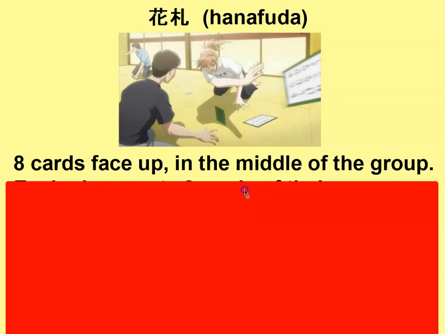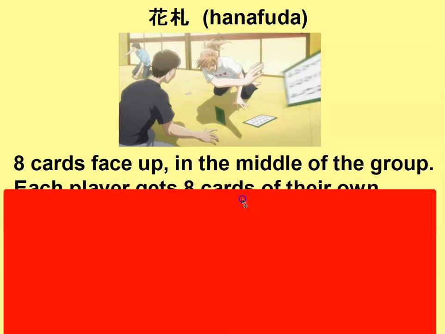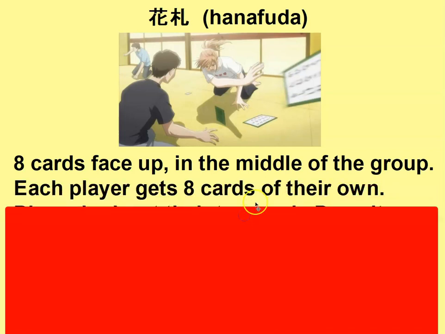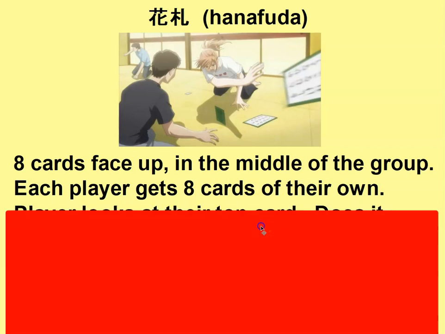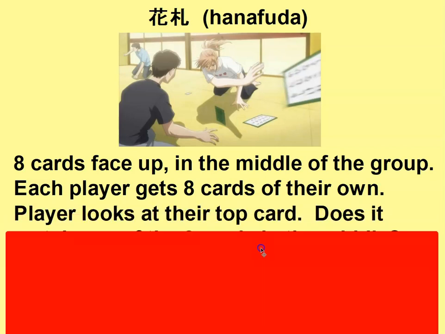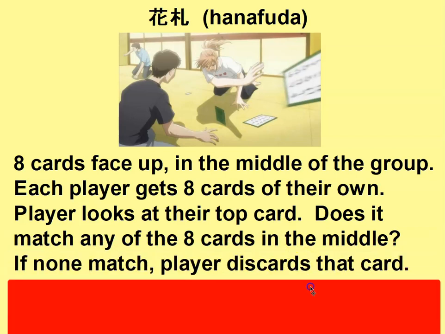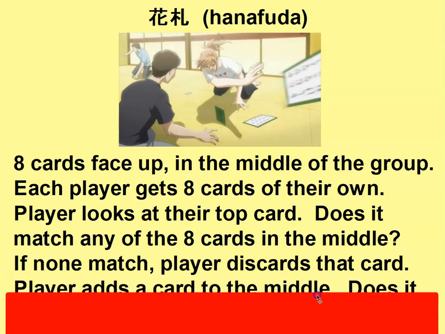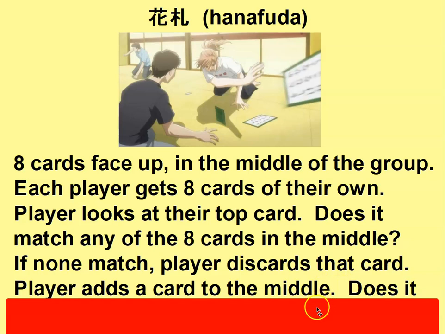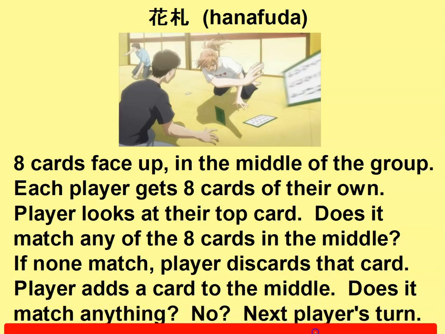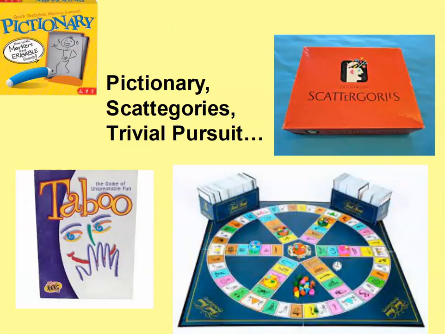of the group, or usually 2 players, but it could be more than 2. Okay. Each player is going to get 8 cards on their own. The player is going to look at their top card. Does it match any of the 8 cards in the middle? If it does, they get the match. But if none match, the player has to discard that top card. Okay? And the player has to add a card to the middle. Does it match anything the player has? Nope. Okay, it's the next player's turn. Gets going pretty fast when they know what they're doing.